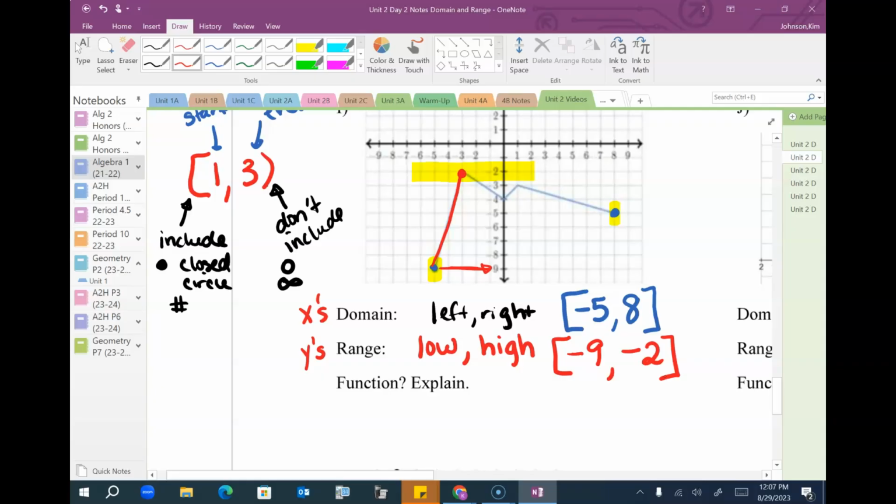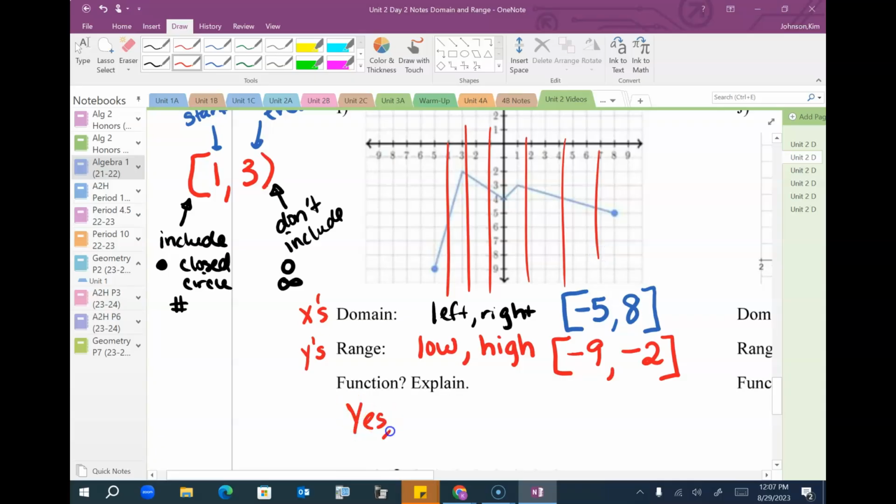Is this a function? We can quickly check. Does this pass the vertical line test? It does pass the vertical line test. Anywhere I draw a vertical line, I'm only going to pass through the graph one time. So yes, it passes the vertical line test.